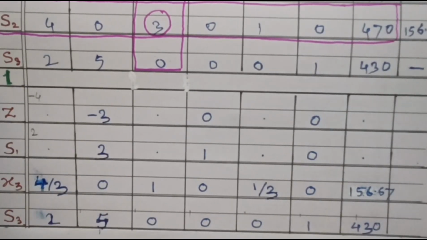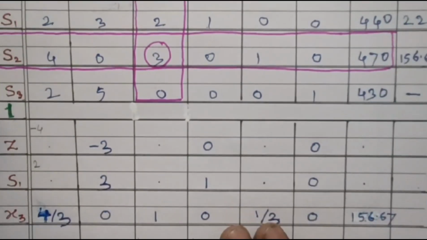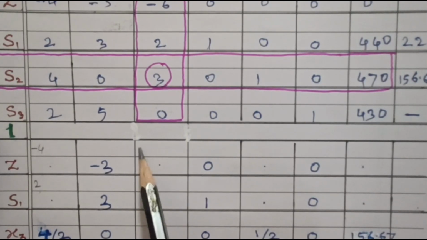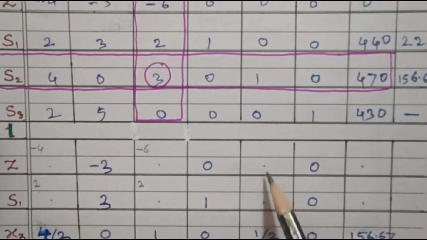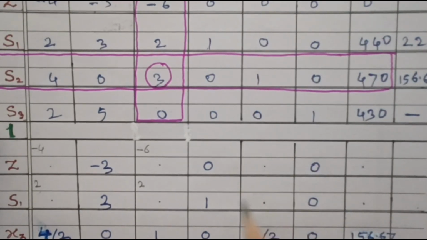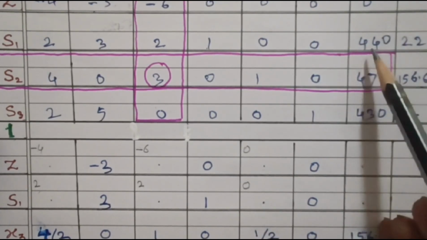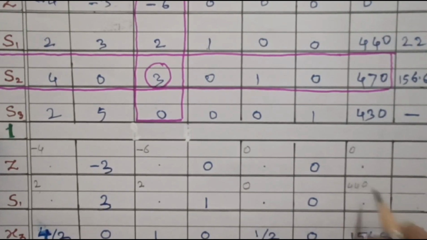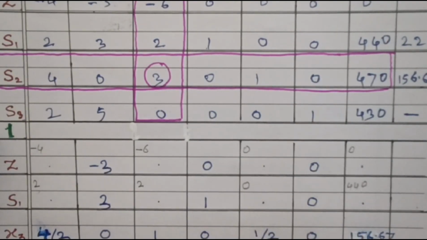Now the remaining elements, this is -4 and this is 2, we have to take -4 and 2 here, then -6 and 2 here. Then these two elements 0 0 we write in the upper line, and these two elements 0 and 440 we put in the upper line too. This means we have taken all elements from the 0th iteration table into the first iteration table.